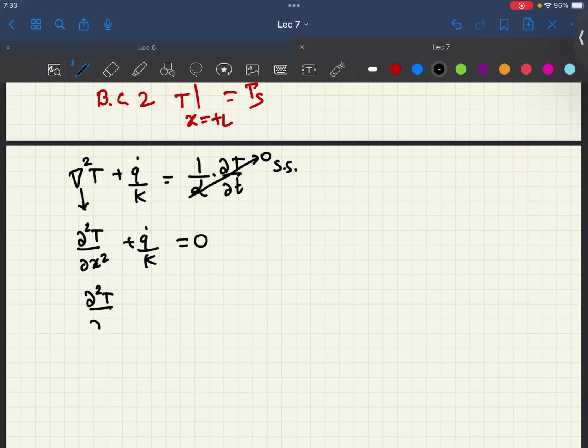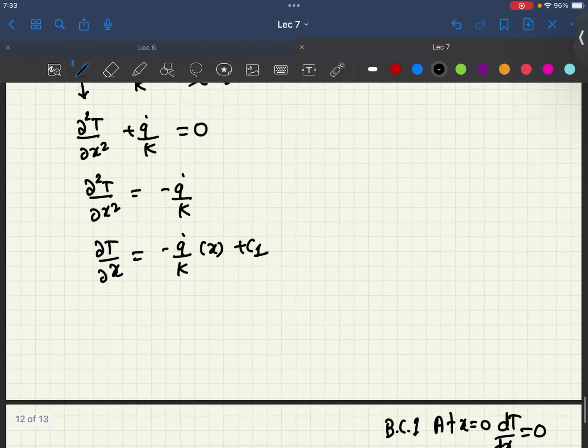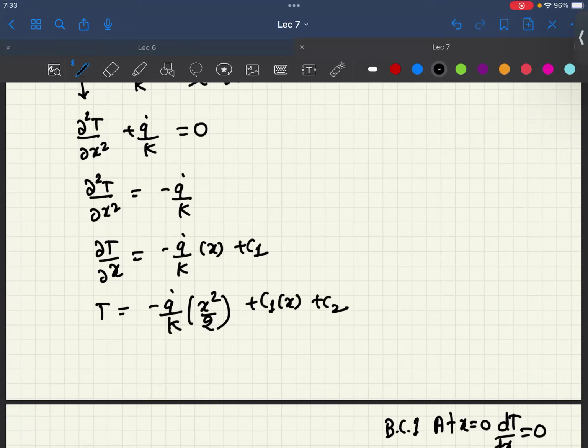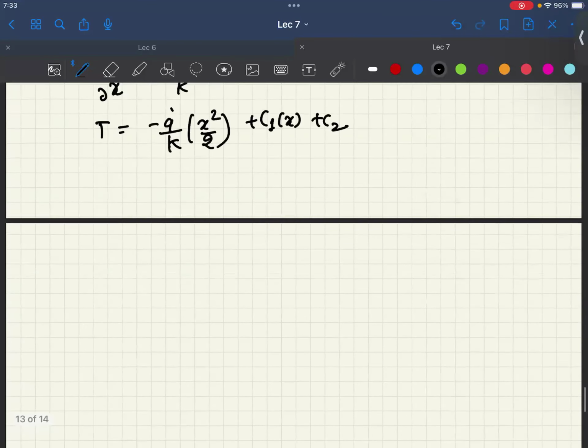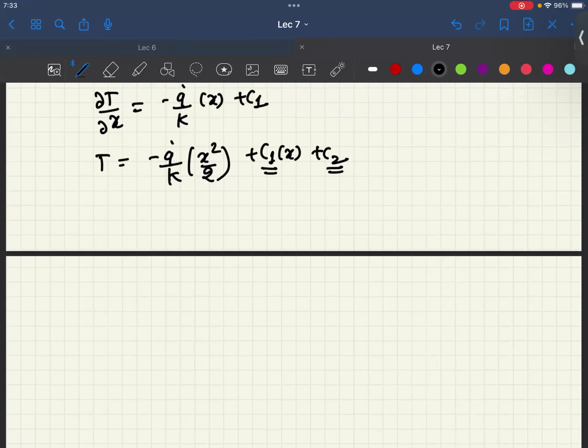Again, d²T by dx² equals minus q dot by k. We integrate it once, and we see dT by dx is minus q dot by k into x plus c1. Again integrate it, and we see temperature is equal to minus q dot by k x square by 2 plus c1x plus c2, right? Now this is second order, we have two unknowns, so we need two boundary conditions.